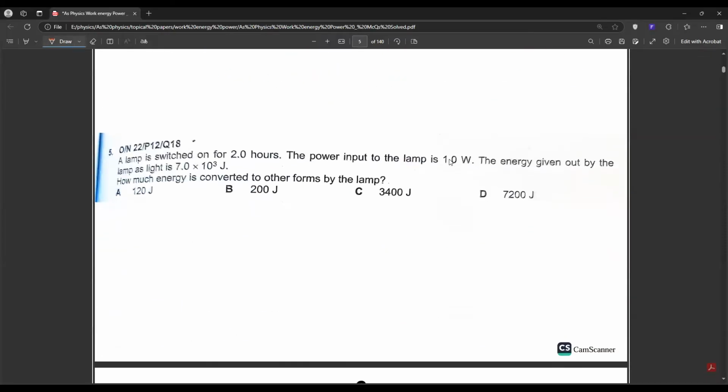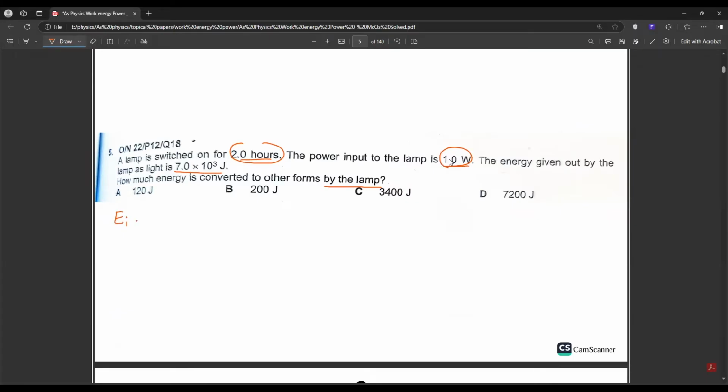A lamp is switched on for 2 hours. The power input to the lamp is this. The energy given out by the lamp is this. How much energy is converted to other forms by the lamp? Okay, so the lamp is switched on for 2 hours. The power input is this. Can you calculate the energy input?